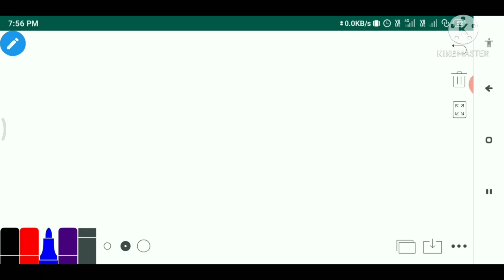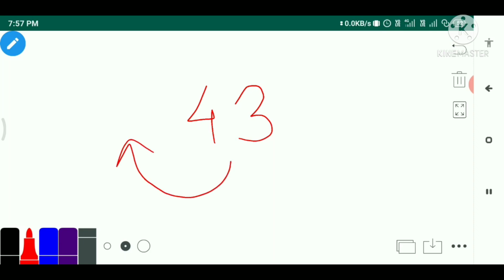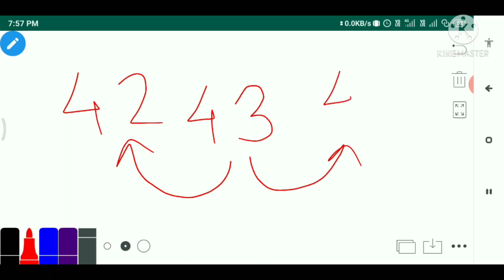If I write a number, say 43, and I ask you what number you will place before 43, what is the number that is placed before 43? It will be 42, right? And if I ask you what number stands after 43, it will be 44, right? These things you know.